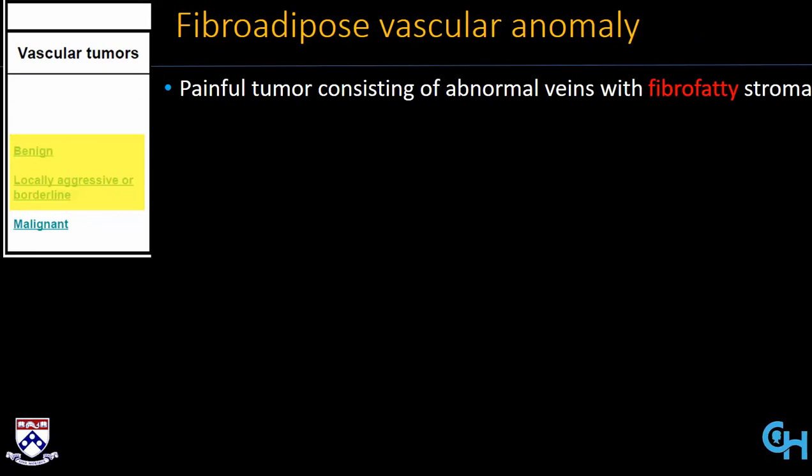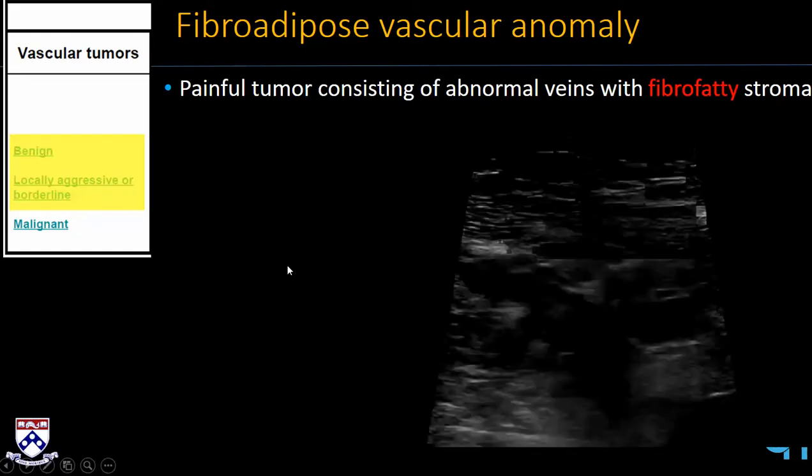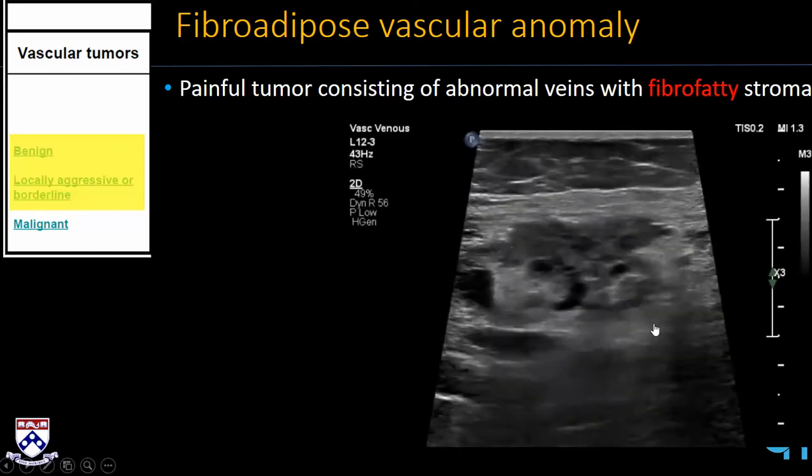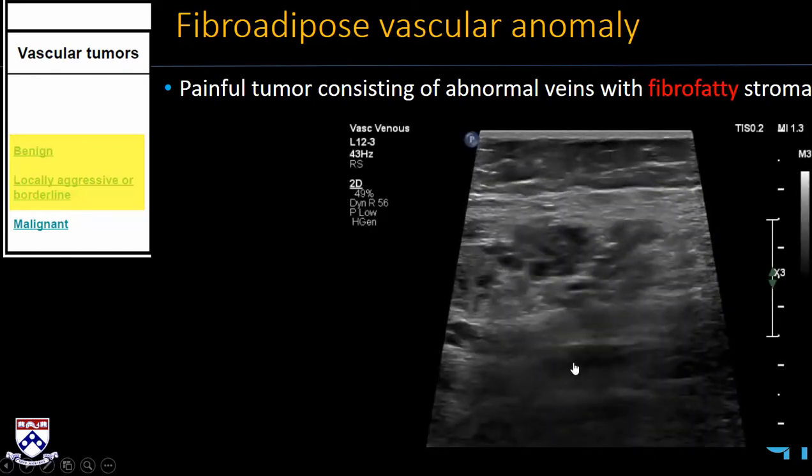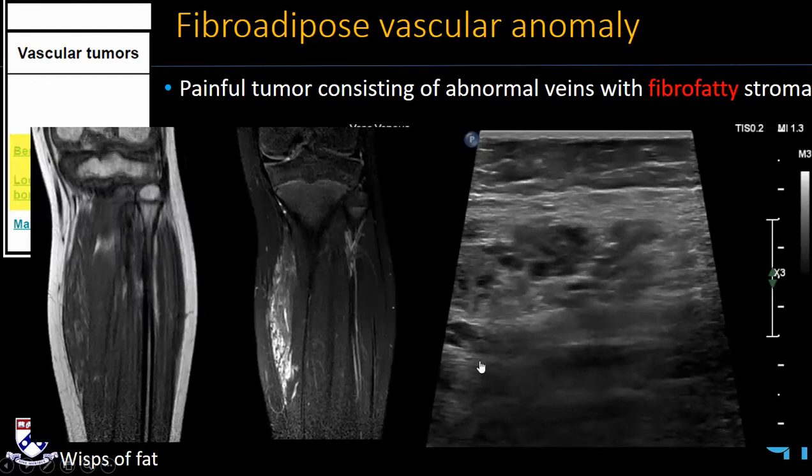Another subtype of vascular tumor that you might come across is fibroadipose vascular anomaly. These are painful tumors consisting of abnormal veins and fibrofatty stroma. On ultrasound, you will appreciate vessels going through the lesion and this hyperechoic fibrofatty stroma surrounding the lesion. And on MRI, you'll often see these wisps of fat going through the lesion.